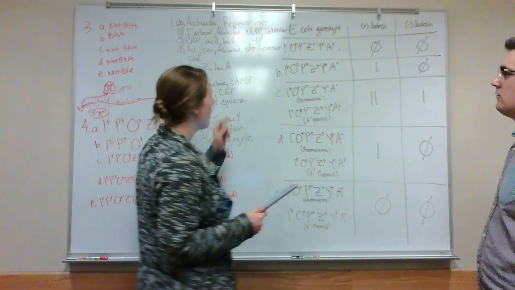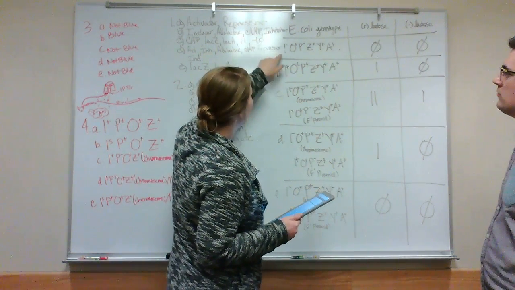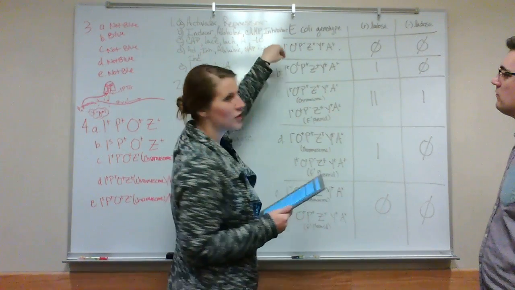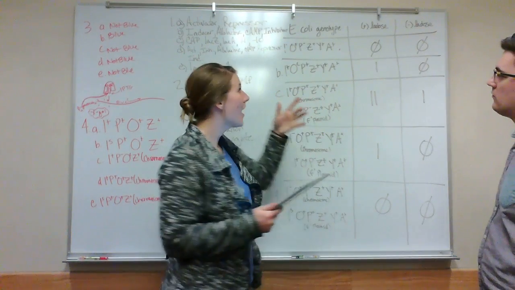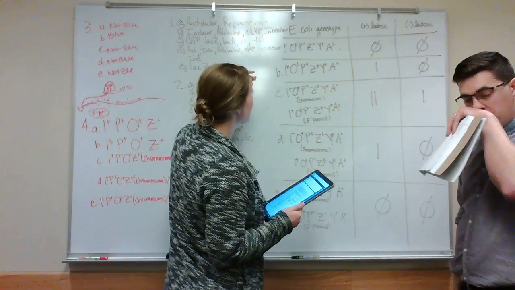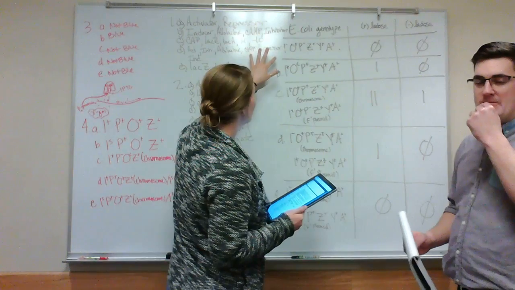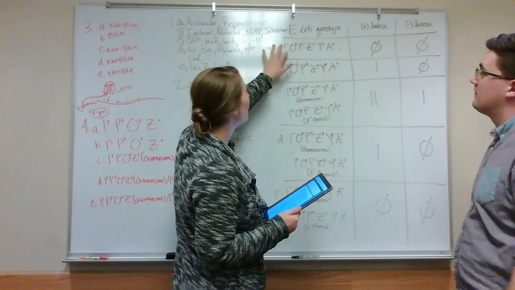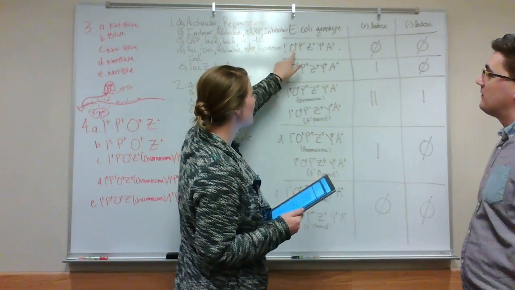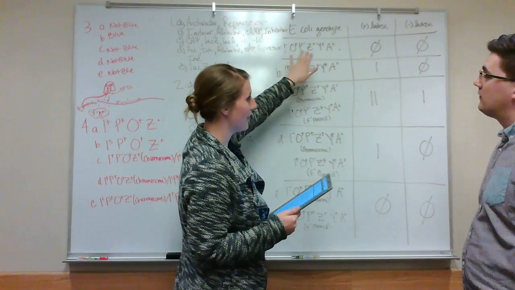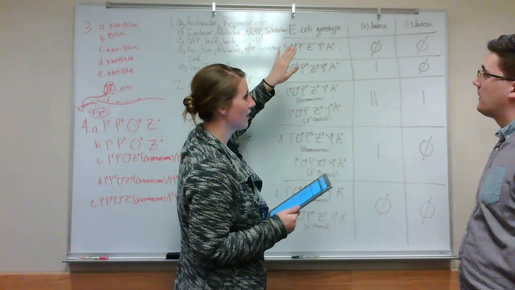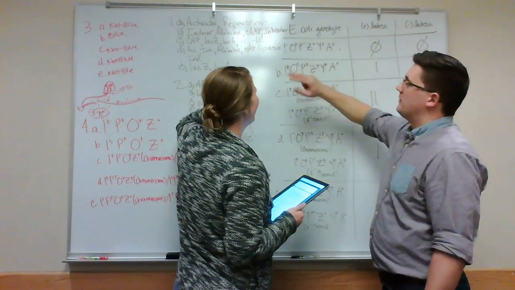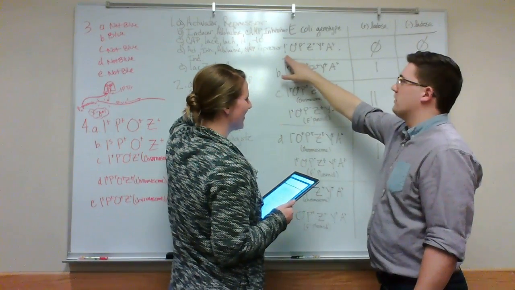And so for A, we have all of the wild type except for this I, which is what makes the repressor. So the repressor will not be made. The repressor can bind, but since there's no repressor, it won't ever bind.